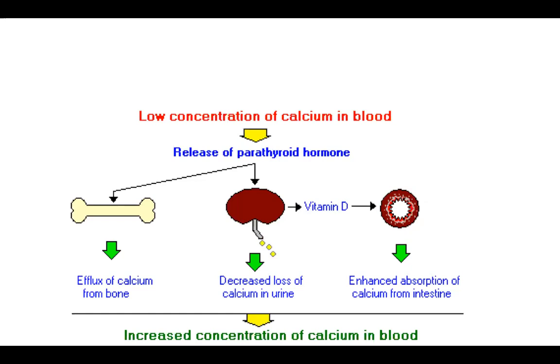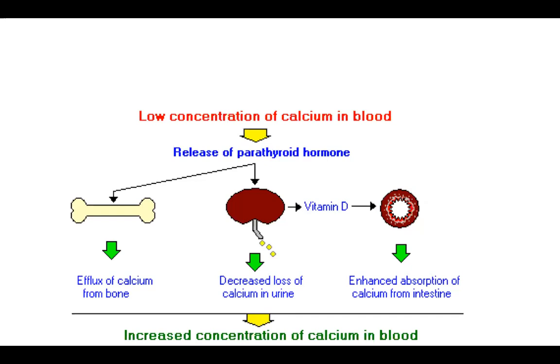And what does it cause? From the bones, it causes release of calcium. From the kidneys, it causes increased reabsorption of calcium. And from the intestine, it causes increased absorption of calcium. So the net result is an increased concentration of calcium in the blood.